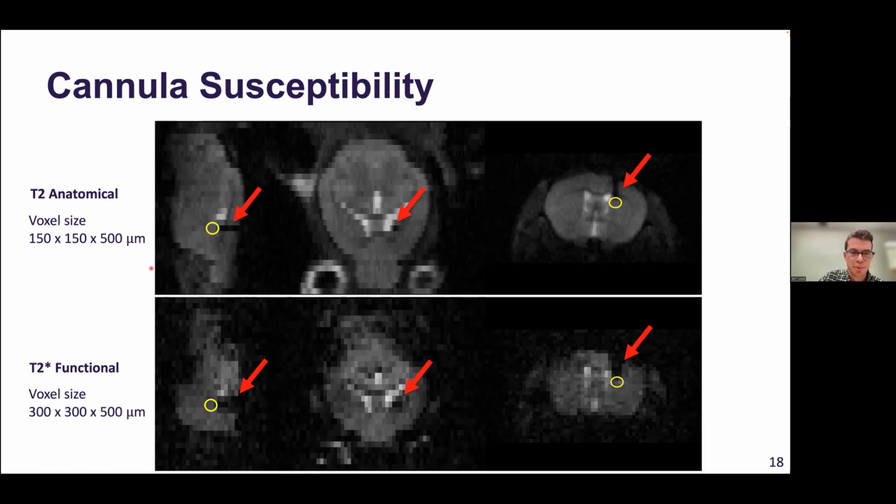So what we really want to see here is if the susceptibility from the cannula extended beyond the tip of the fiber into this sensitive region. But fortunately for us, it looks as though it doesn't. There is some significant susceptibility around the fiber, as you can see from the T2 star image in both the coronal and sagittal views, but it really doesn't extend below. So that's really fortunate for our work.